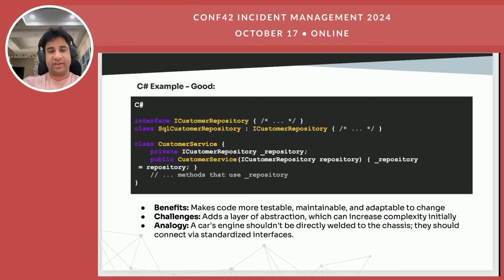An analogy which we have on the screen over here: a car engine shouldn't be directly welded to the chassis. They should be connected via standard interfaces like wires and electric cables. Because if you want to change the engine, you should not break down the entire car. You shouldn't be cutting into the car and breaking down the chassis, but simply take out the cables, get the new engine in, and voila, it works.